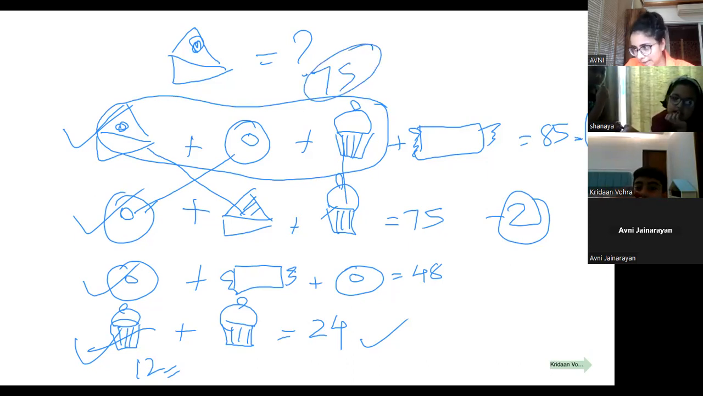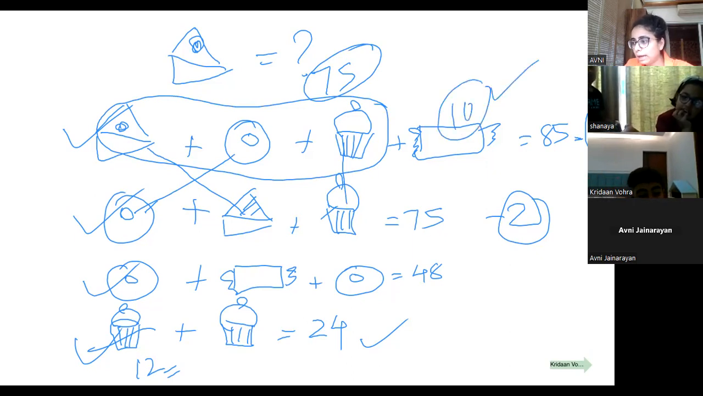Yes, ma'am. So toffee is also 15. No, the toffee is not 15. Correct calculation, do it. 10. Correct. Good job. Okay, so that is how we substituted. So you have to see which fits where. Okay, what fits where. All right.